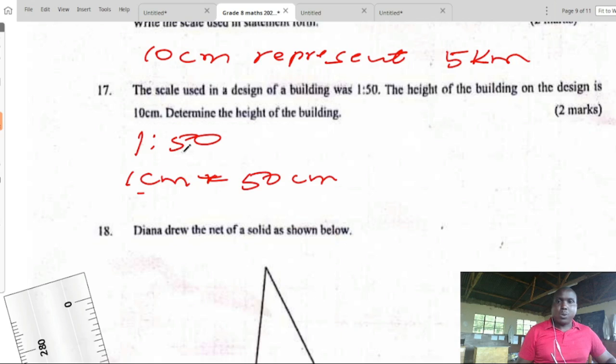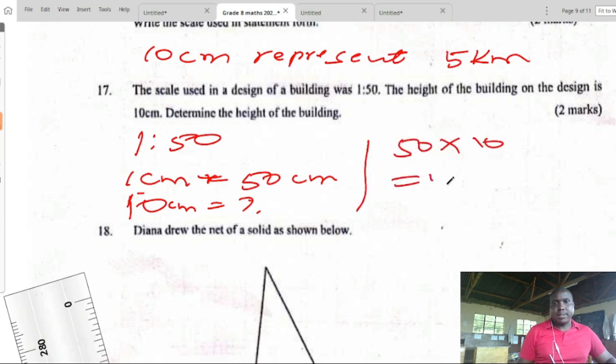So we want to know, if the height is 10 centimeters on the piece of paper, what will be the height of the house? That one will be 50 times 10. It will be 500 centimeters, which is equal to 5 meters.